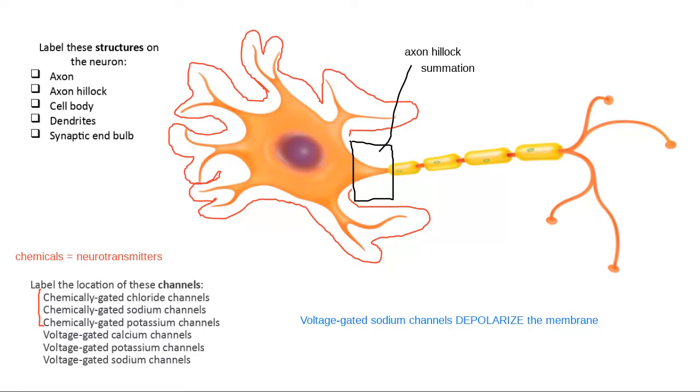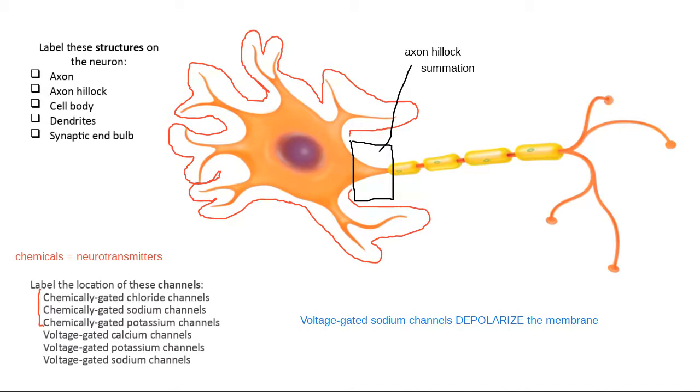Depolarize the membrane. If I hit threshold at the axon hillock, voltage-gated sodium channels are going to open up. That's going to depolarize the membrane starting here at the axon hillock and all the way down across the axon, all the way down to these places called my axon terminals. An action potential, a moving change in charge, starts up here at the axon hillock, but it's got to go all the way down to the axon terminals for it to matter.